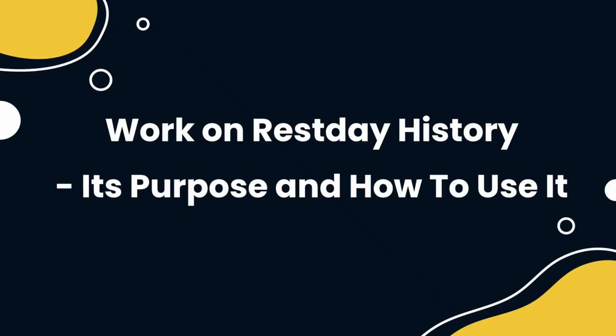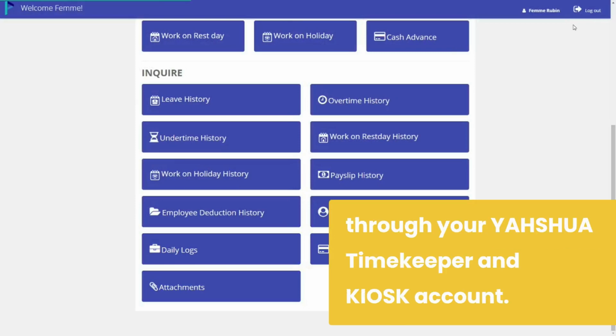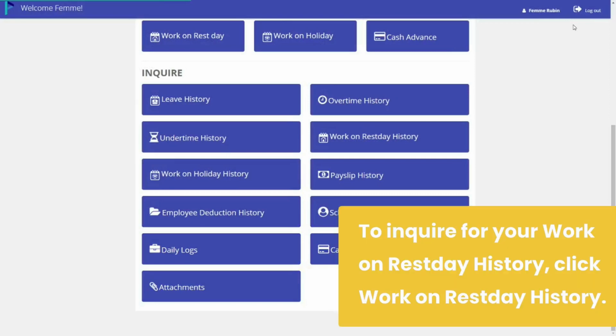Work on Rest Day History, its purpose and how to use it. Work on Rest Day History allows you to check and monitor your work on Rest Day applications through your Yahshua Timekeeper and KIOSK account. You can check the status of your Rest Day applications and track them. To inquire for your Work on Rest Day History, click Work on Rest Day History.